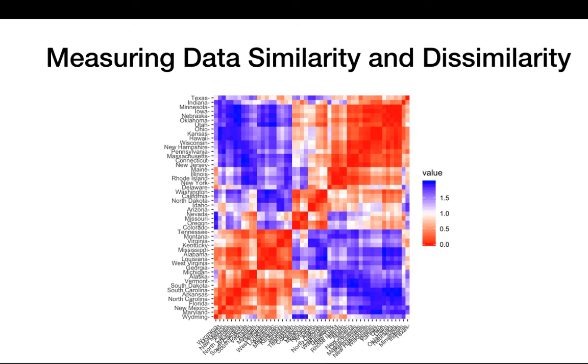So, measuring data similarity and dissimilarity. A cluster is a set of data objects in such a way that the objects in a cluster are similar to each other and different from the objects in other clusters. So the higher the value of dissimilarity, the more distinct the two objects are.